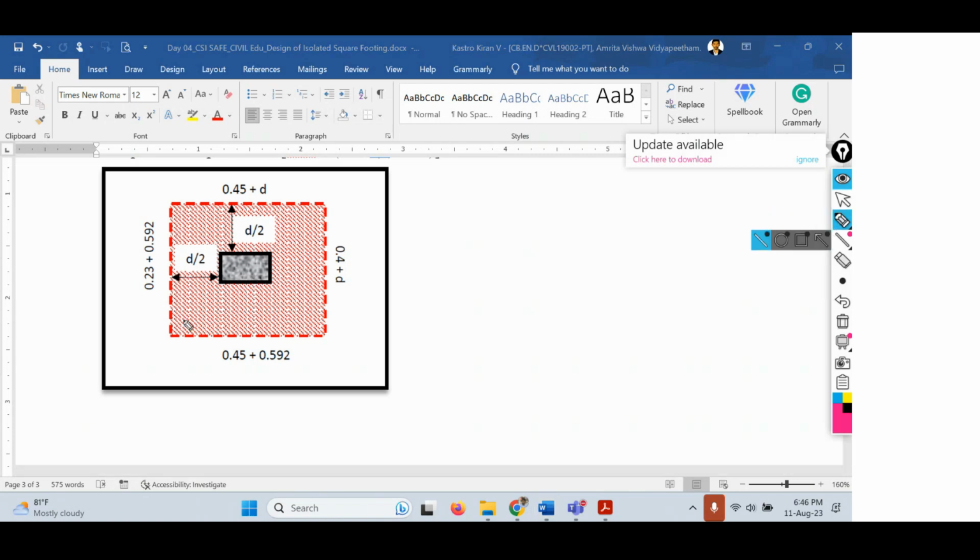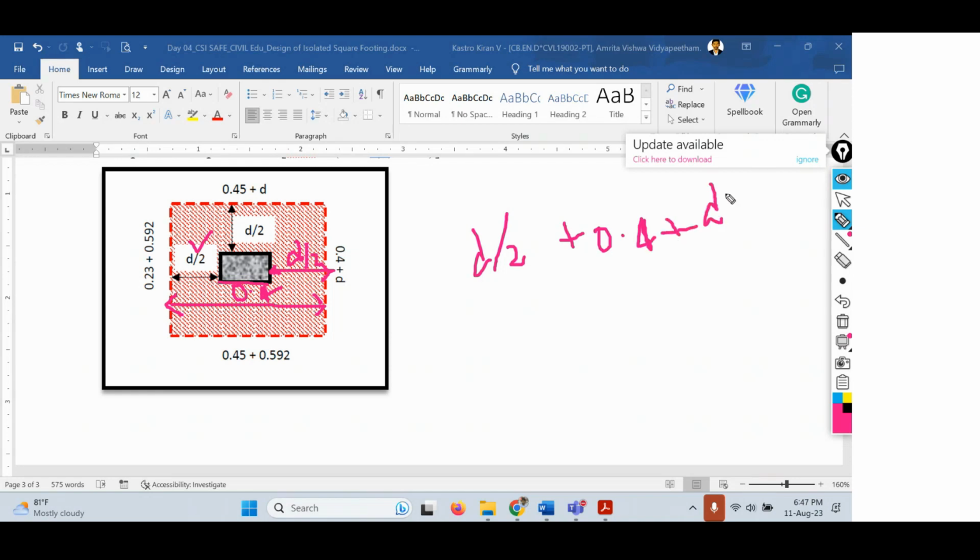Let me write that. Let me show you that. So D by 2. Along the length I'm calculating, that is along this length. So we have to find out this length. So D by 2 plus this side of the column, which is 0.4, plus this D by 2. So this side also it will be D by 2 only, right? So D by 2 plus D by 2 is D. That will be D by 2 plus 0.4, that is the length of the column, plus D by 2. So that will become 0.4 plus D.